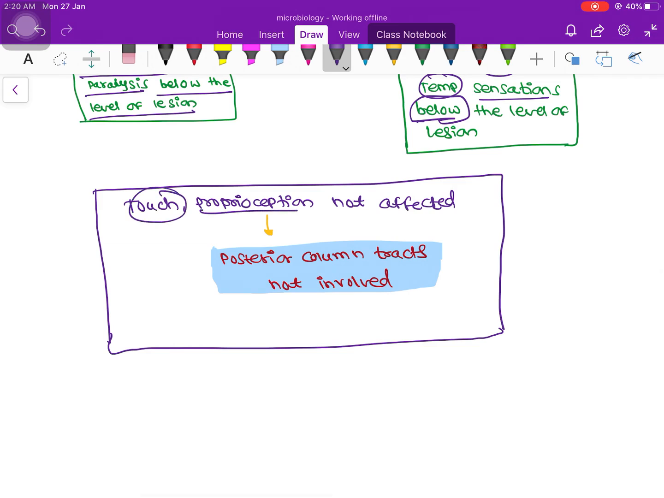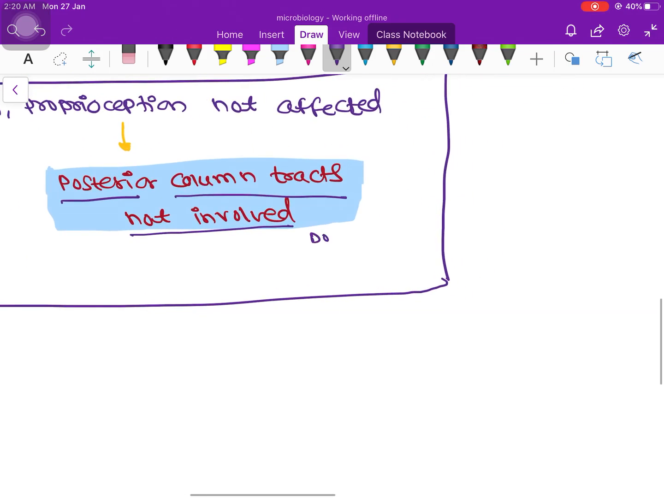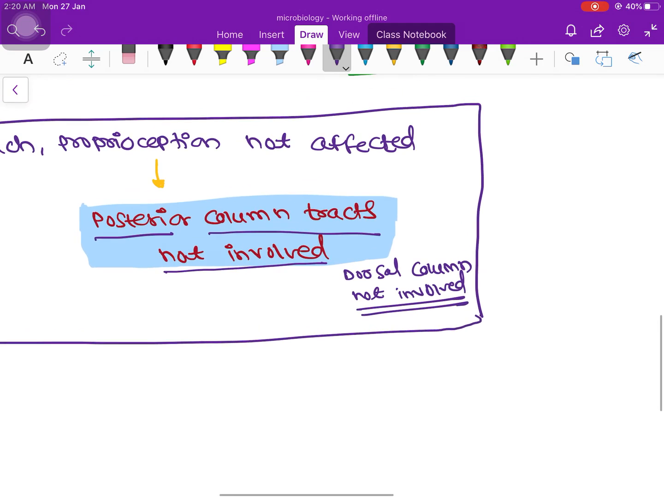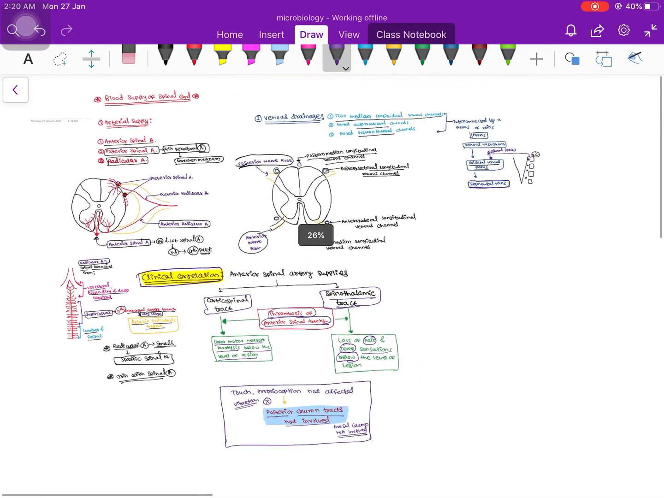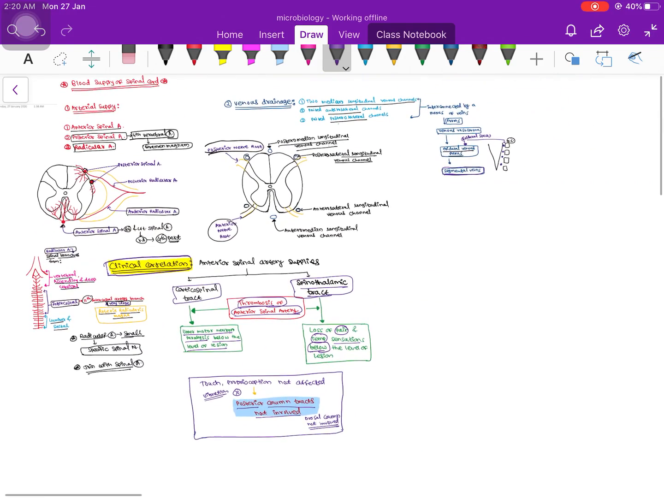But touch and proprioception are not affected. Touch and proprioception are not affected because posterior column tracts are not involved. Dorsal column is not involved, that's why touch, proprioception, vibration are not affected. So this was all about the blood supply of the spinal cord.